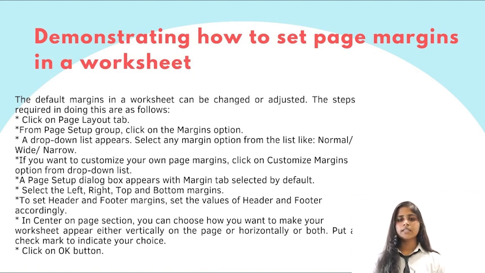Then a Page Setup dialog box appears with the Margins tab selected by default. Select the left, right, top and bottom margins. To set header and footer margins, set the values of header and footer accordingly. In the Center on page section, you can choose how you want your worksheet to appear, either vertically on the page or horizontally or both. Put a check mark to indicate your choice and then click on the OK button.